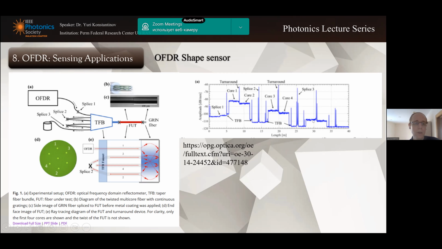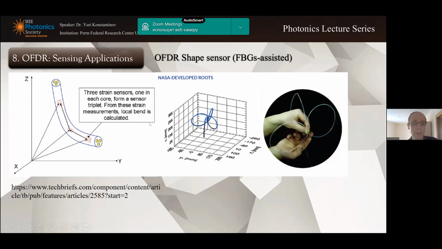For example, in this application, they additionally used fiber Bragg gratings for multiple fibers, and they provided a more precise measurement because these measurements were based not only on the Rayleigh scattering, but also on the reflections within the fiber. And you can see that they bend the fiber, and they can show this 3D OFDR trace. I think this is amazing.